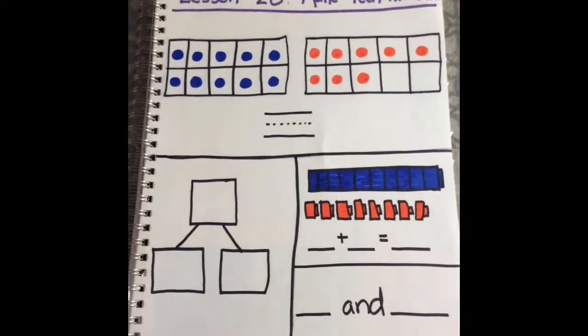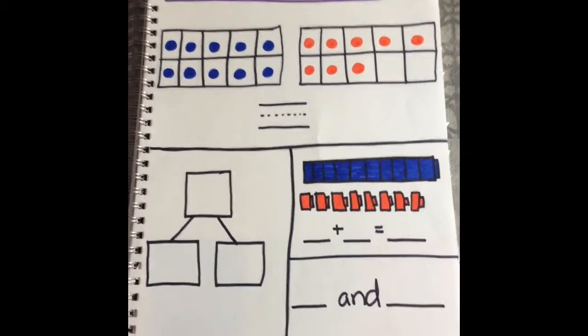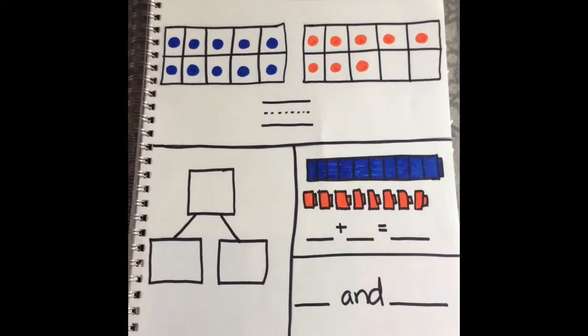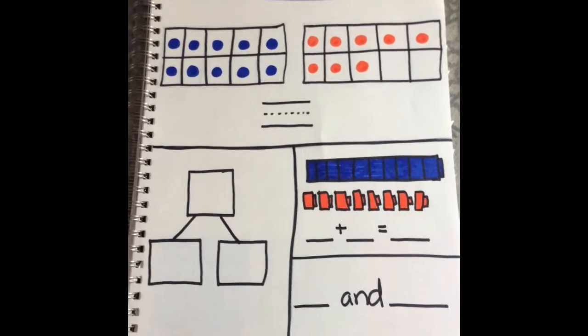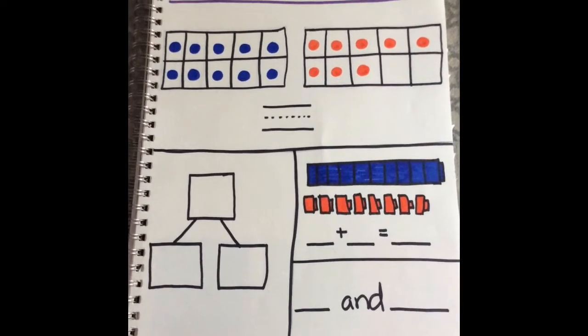Lesson 28 is make teen numbers. I know the video looks a little different this week than it has in the past, but that's because I'm going to be doing an activity with Apple Jacks, and I need to have a flat surface to count on. So the first thing I'm going to do is show you a couple of different strategies to represent teen numbers.